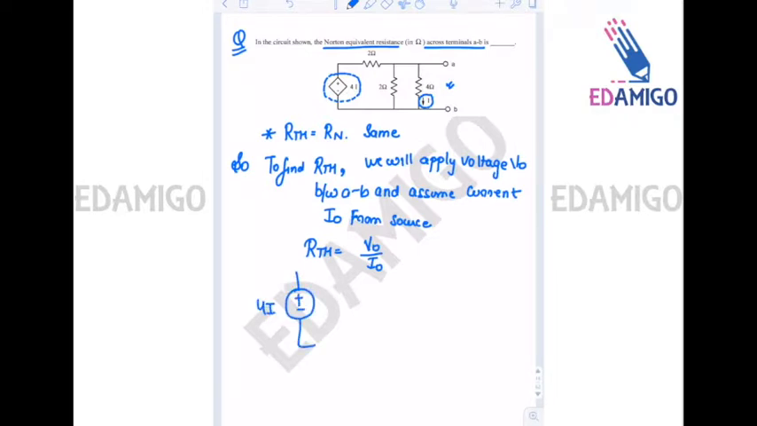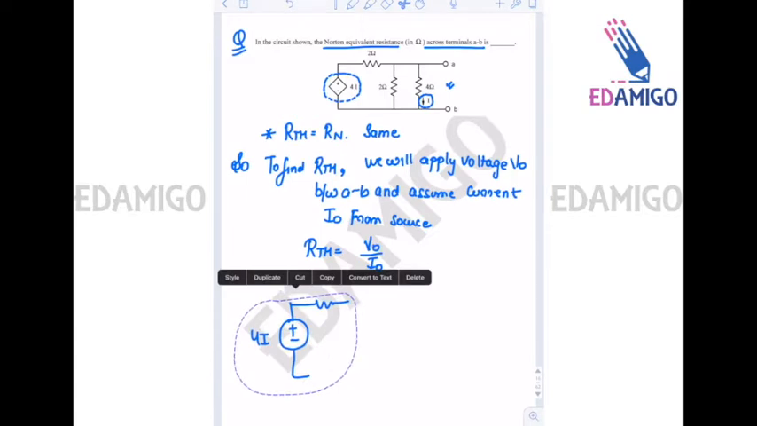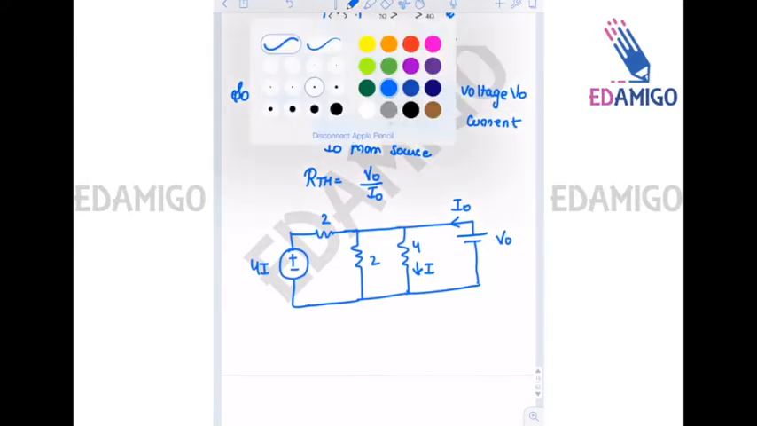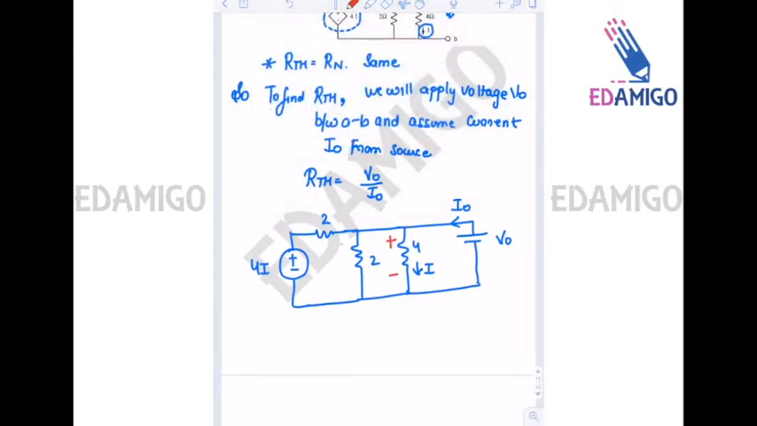So let us draw the circuit again. It is 2 ohms. This is also 2 ohms. This is 4 ohm. I is the current here. Now we apply a battery, that is V0 volts, and I0 is the current here. Since voltage across the 4 ohm and 2 ohm resistance will be V0, I can see that I is equal to V0 by 4.